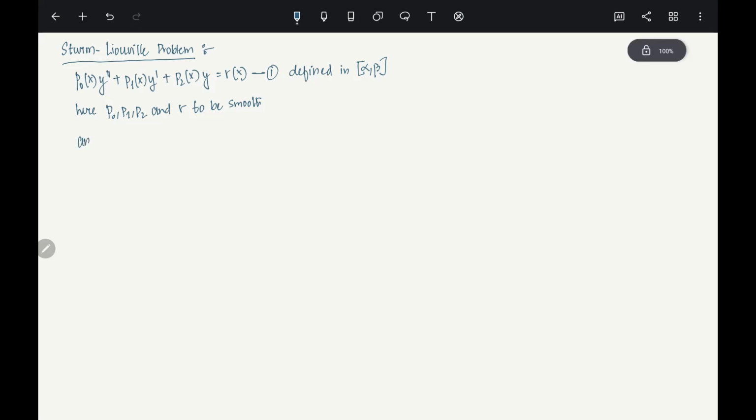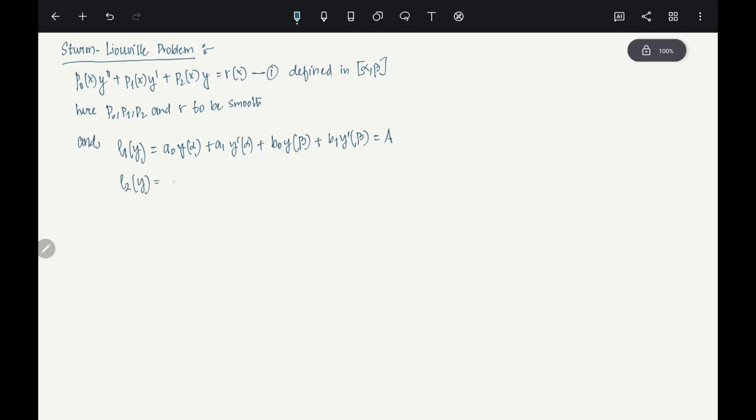And we also have the boundary data. What is the boundary data? First of all, we'll call it L1(y), which is given by A0 y at the point alpha plus A1 y' at the point alpha plus B0 y at the point beta plus B1 y' at the point beta. Let's call that equal to A.